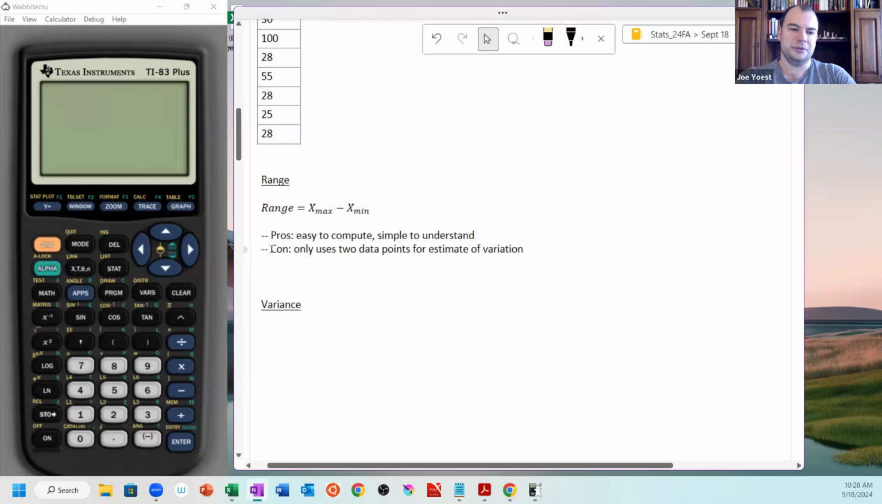The con, or at least the biggest con, is that if I have a data set of size 10,000, the range only looks at 2 data points. If I have a data set of size 2, the range looks at 2 data points. Regardless of how much data I have, the range only considers the extremes.